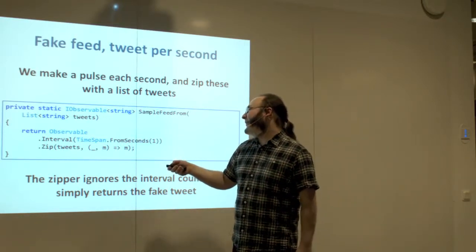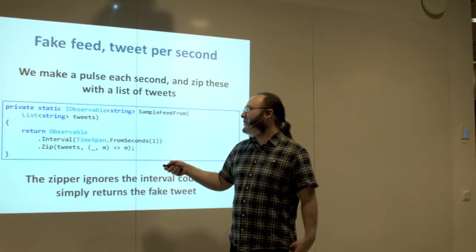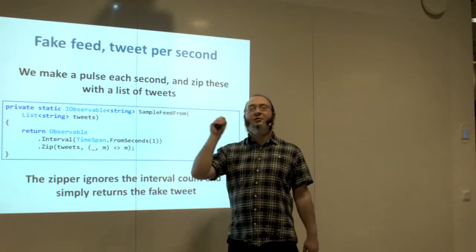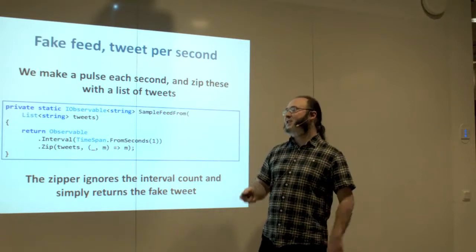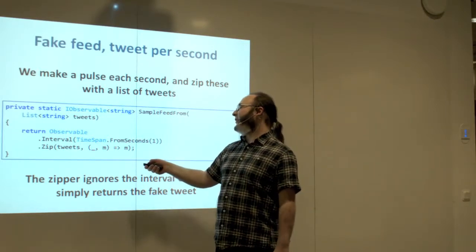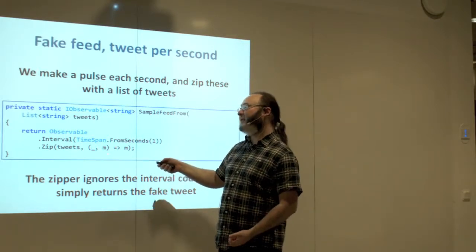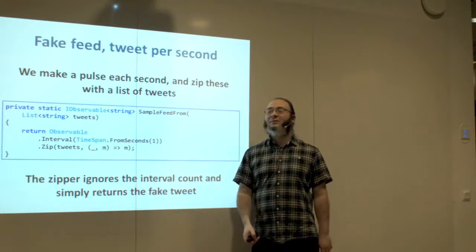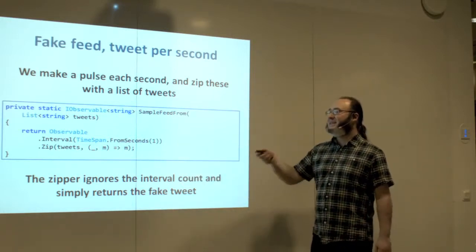Now, what will happen here is we'll receive the time pulse. That's just a number, 0, 1, 2, the number of seconds. We'll ignore it. We'll take the tweet, that's what we care about, and we'll just send that one on. So we're just selecting the second of the two.